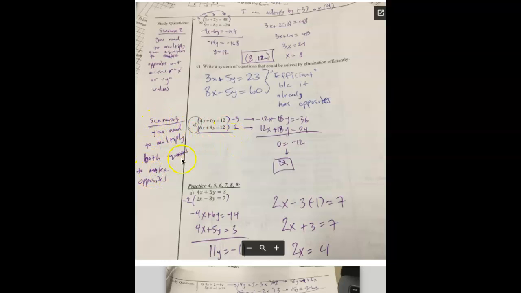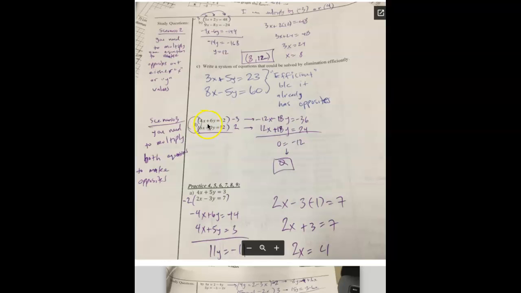Here's what I called scenario 3. I actually did label these. So scenario 2 was where I needed to multiply one of the equations. Scenario 3 here is where I need to multiply both of the equations to make opposites. If you look at this, everything's lined up like I want it, but 4x and 6x are not opposites, 6y and 9y are not opposites, and there's no number I can multiply 4 by to get a 6, and there's no number I can multiply 6 by to get a 9. So in this case, I had to multiply both equations.